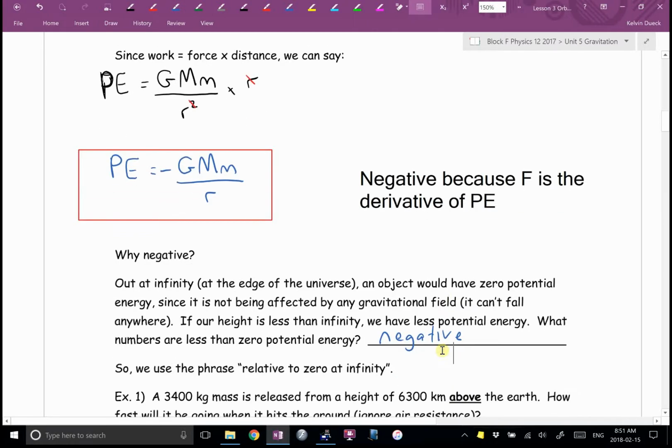So we use the phrase "relative to zero at infinity." In fact, sometimes in the homework you'll see it abbreviated that way. If you ever see that phrase in the question, that's my way of telling you to make sure you use the cosmic potential energy equation, not mgh. And rule of thumb: if you're in space, use the cosmic one.